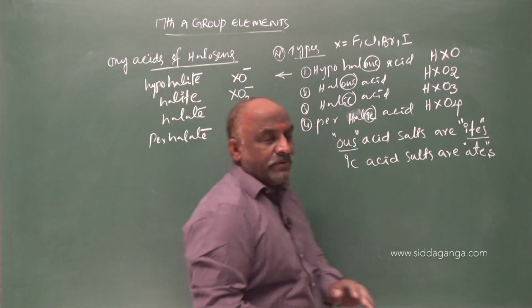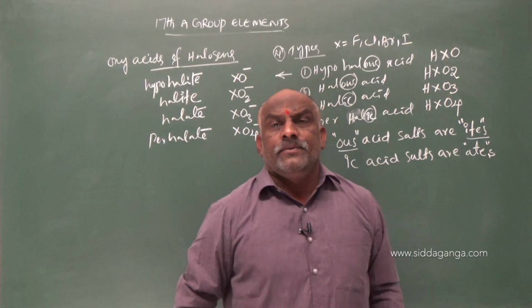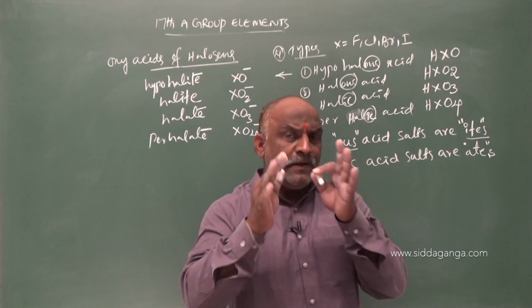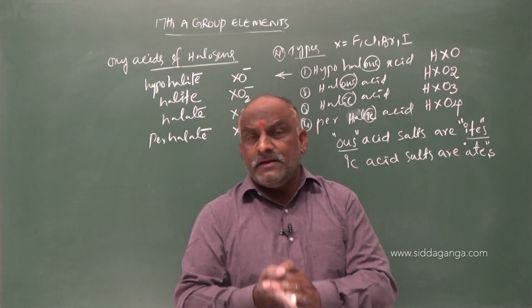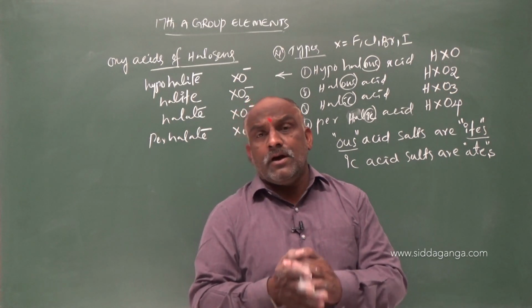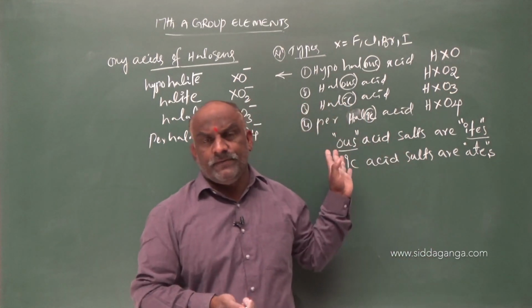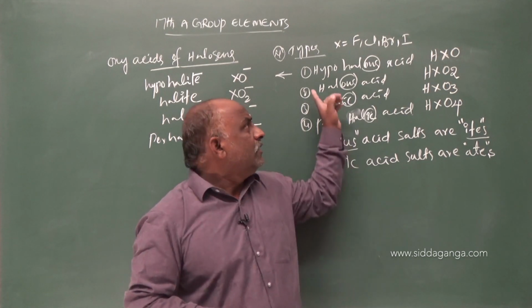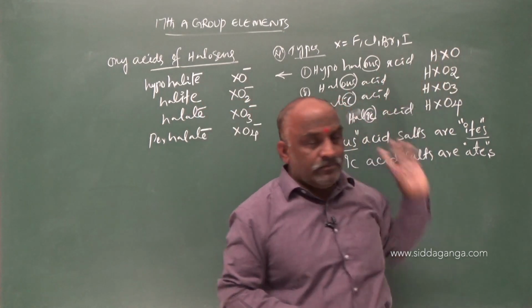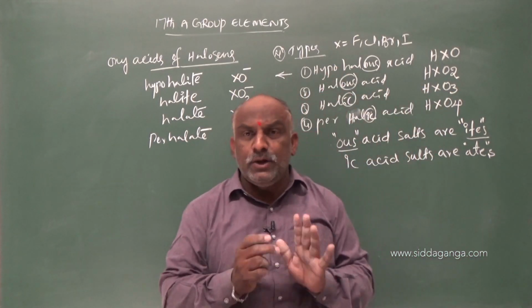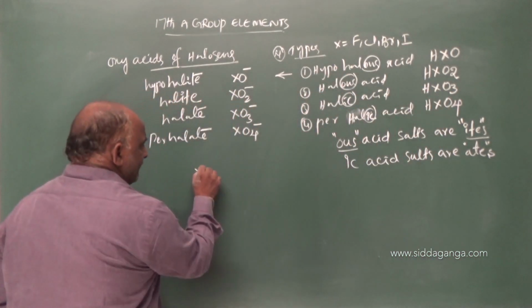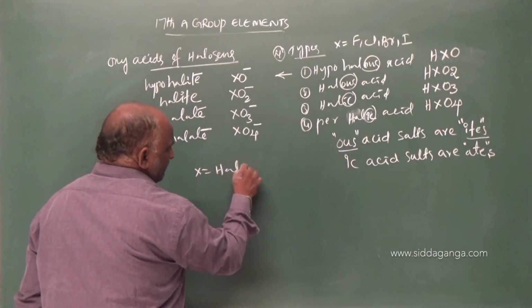Clear? These are the basic fundamental points. According to this only, you will get an idea about this. If it is Cl, what is X? X is called a halogen.